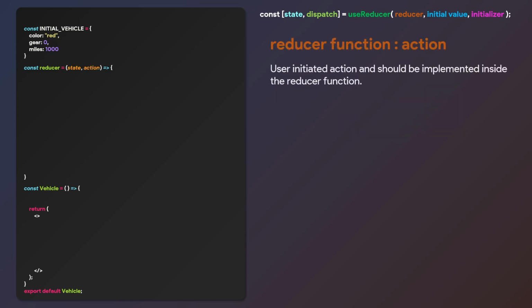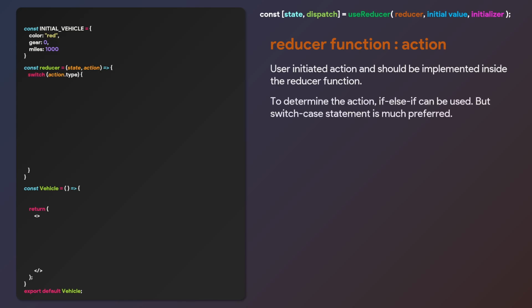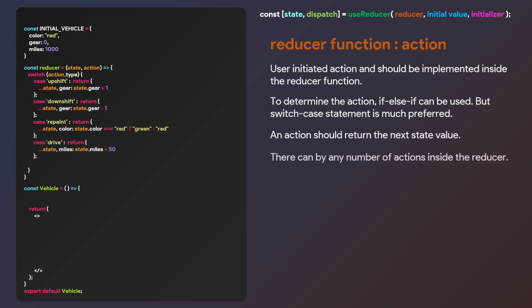And the next parameter is the action. This is initiated by the user and it should be implemented inside the reducer function. To determine the action, we can make use of an if-else statement, but the switch case statement is much preferred among the community. An action should always return the next state value for us. There can be many actions inside the reducer function.